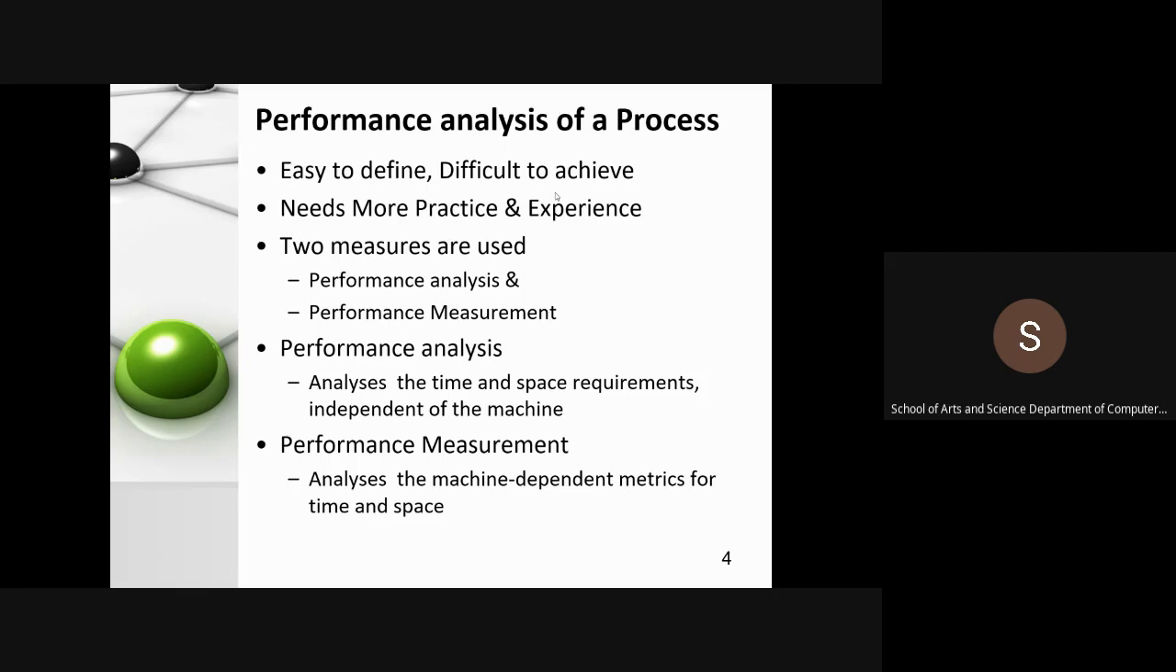Here, under performance measurement, there is a practical measurement. So the performance measurement analyzes the time and space requirements by considering the machines. It is a machine dependent analysis. But the performance analysis does the same analysis independent of the machine. So you have to differentiate between these two.